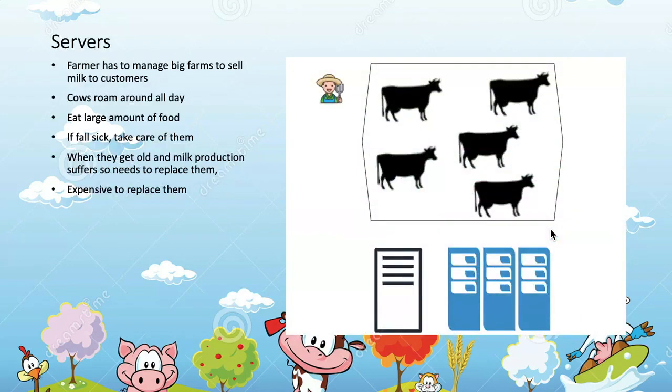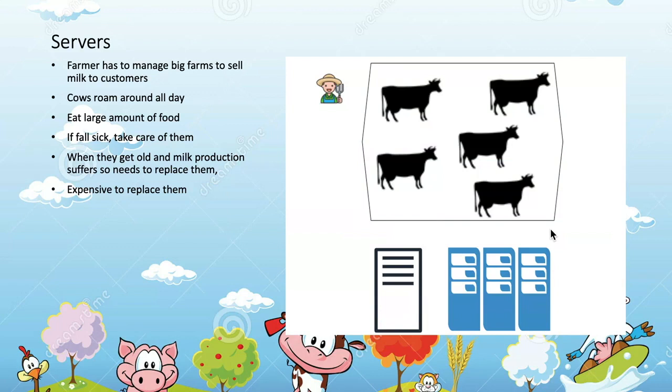All right, so let me start with a story. Once upon a time, there was a farmer. He has to manage a big farm and he used to sell milk to customers. Now, the problem with that is he had the cows for milk production and they used to roam around all day. So he has to control them. They eat large amount of food. If they fall sick, you have to take care of them. And when they get old, the production goes down and you need to replace them.